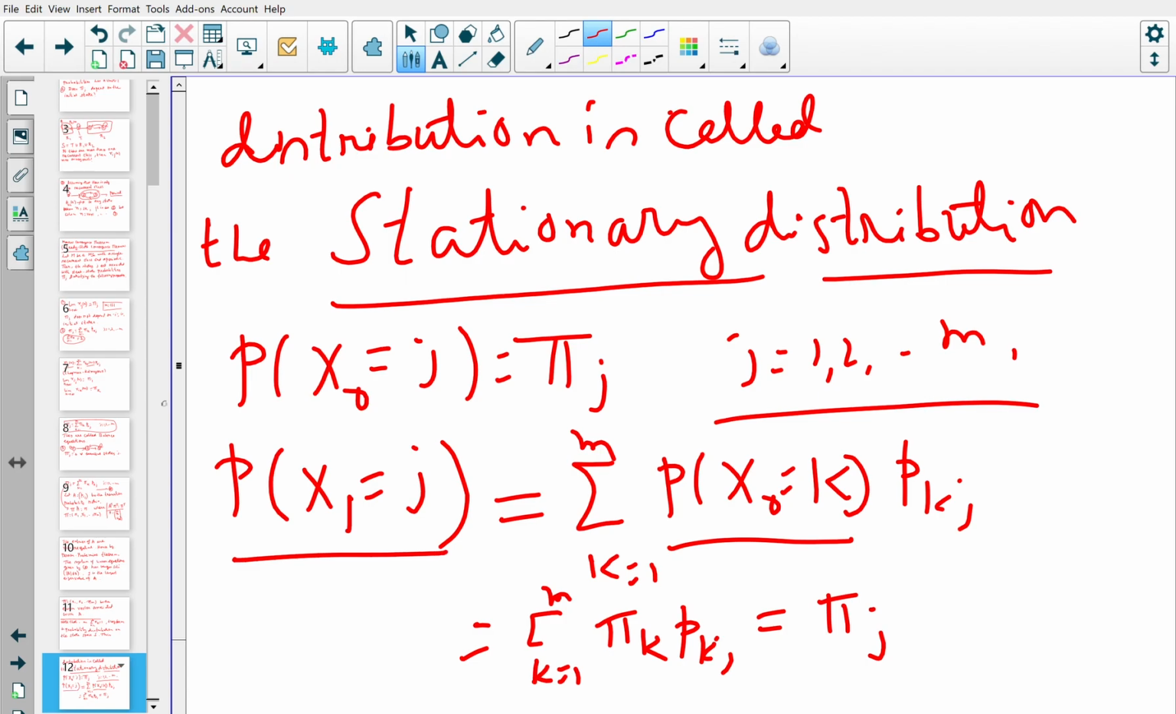So stationary means once you start with this j with probability pi j, then all the future states will have probability pi j. That's why it's called stationary. Okay. So now these balance equations are going to help us for proving many theorems. So maybe I will describe a few examples, then you will understand.